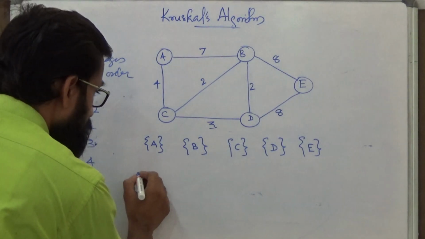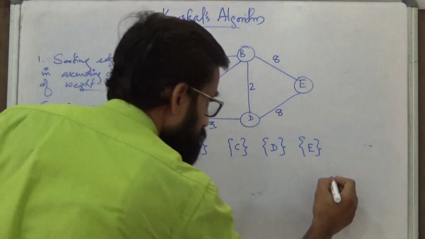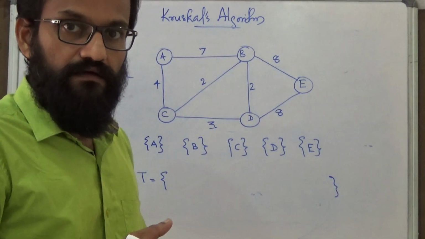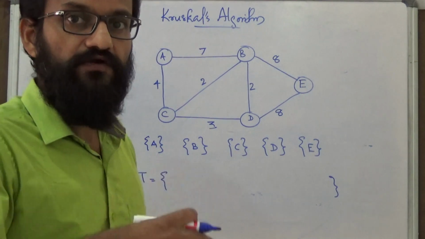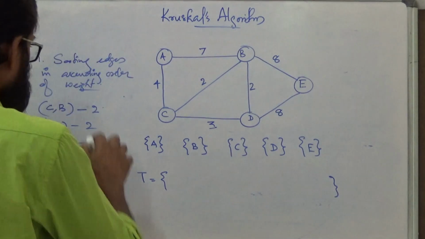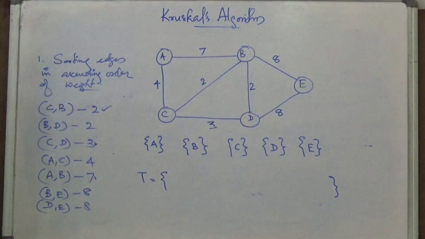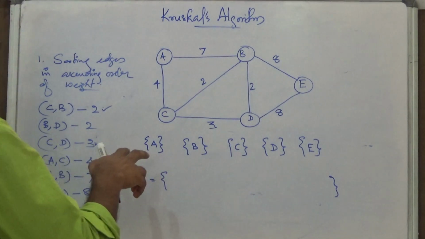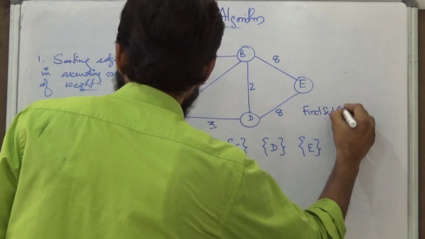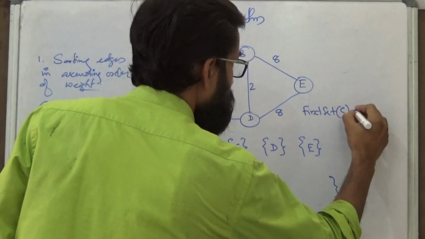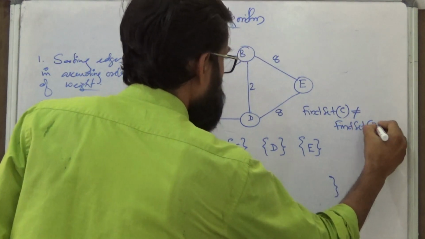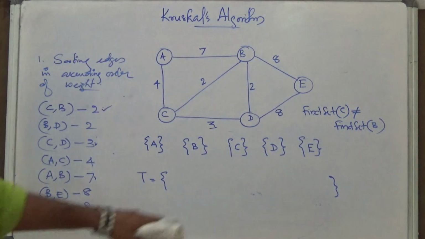Now you have to initialize an empty set. So this set is actually used to maintain the set of edges that become part of our spanning tree, or the set of safe edges. So first you are taking CB. So you will be checking whether find set C is not equal to find set B.